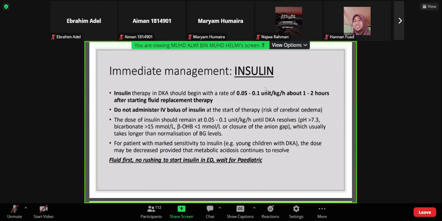So the aim of insulin is to make sure the pH is more than 7. You need to maintain the insulin infusion until pH is more than 7.3, bicarb more than 15, ketone less than 1. Okay, ketone less than 1, and also the anion gap normalized.